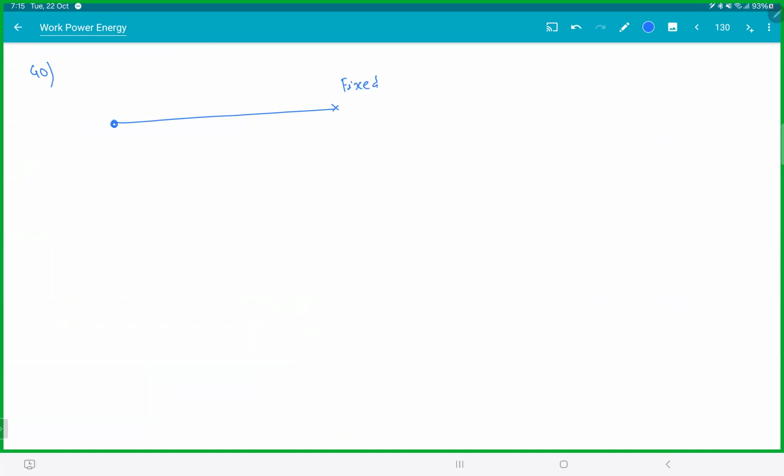This is fixed here. This is a pendulum mass m. This is a string of length L. Exactly below this fixed point, someone placed a nail at a distance x. So this thing is released from rest.